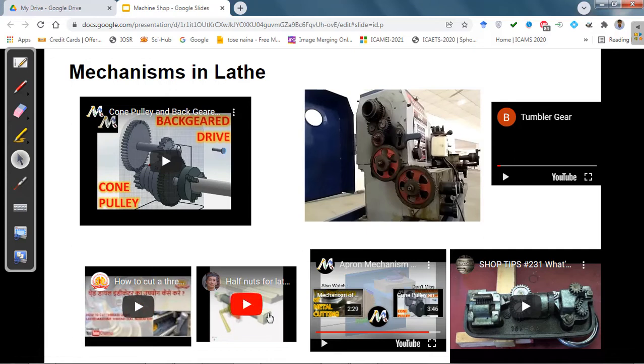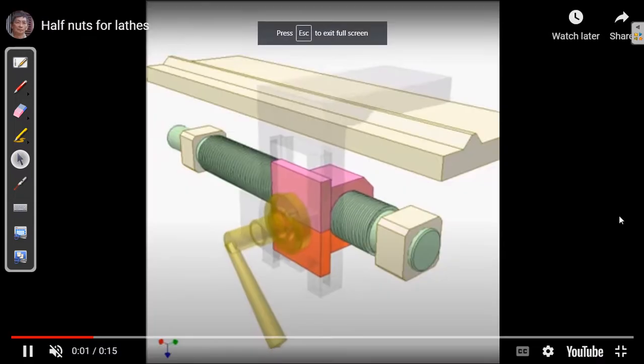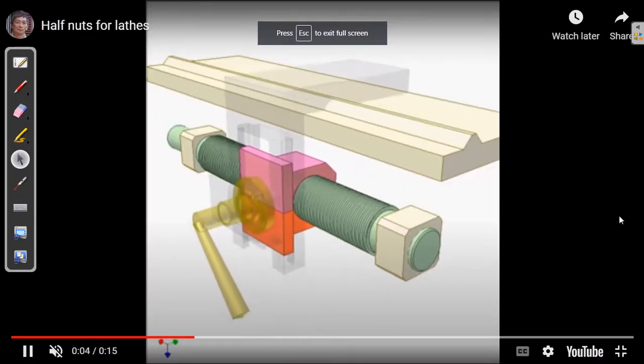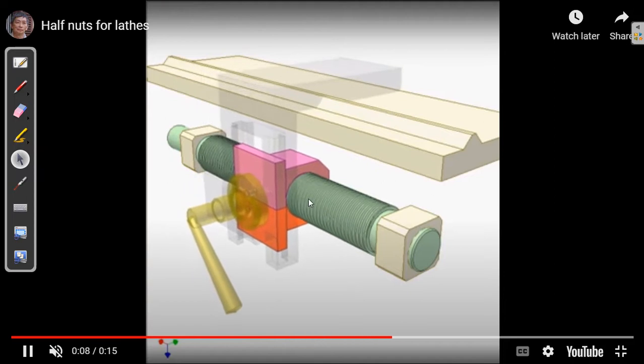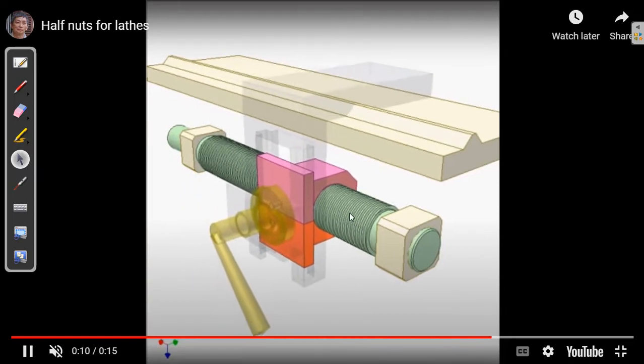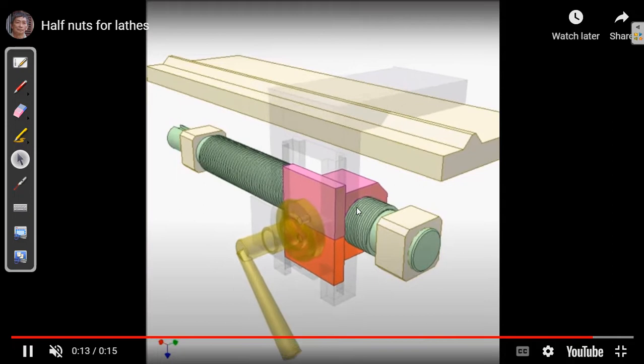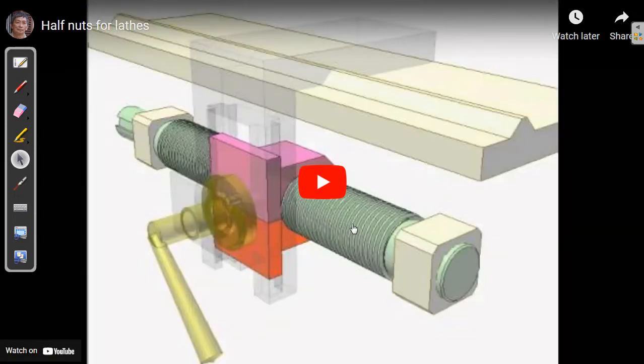So now let us see how we can give power to the carriage through the lead screw, and it is generally used when we want to cut threads. Here you can see there is an arrangement called the half nut mechanism. Here this particular half nut is engaged with the lead screw and the power is transmitted. So the rotational motion of the lead screw is converted into linear motion of the carriage.